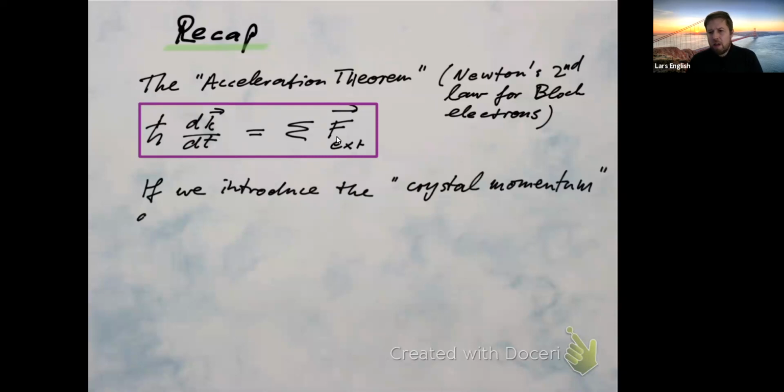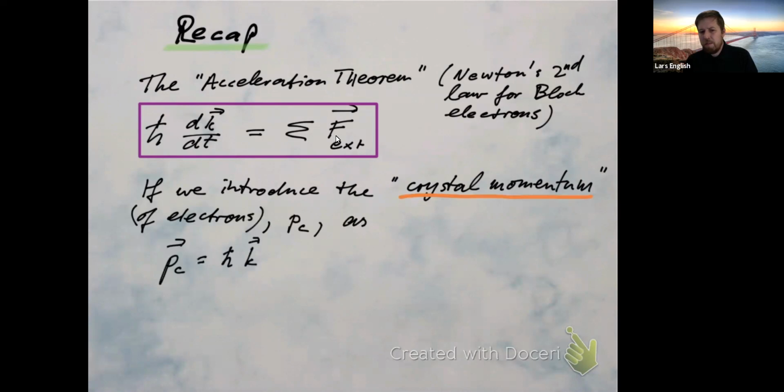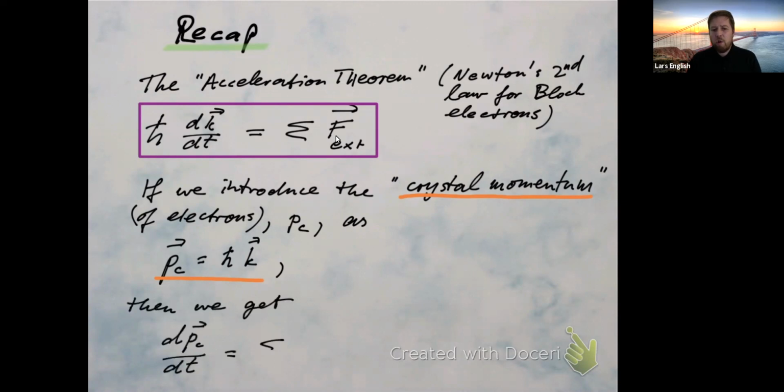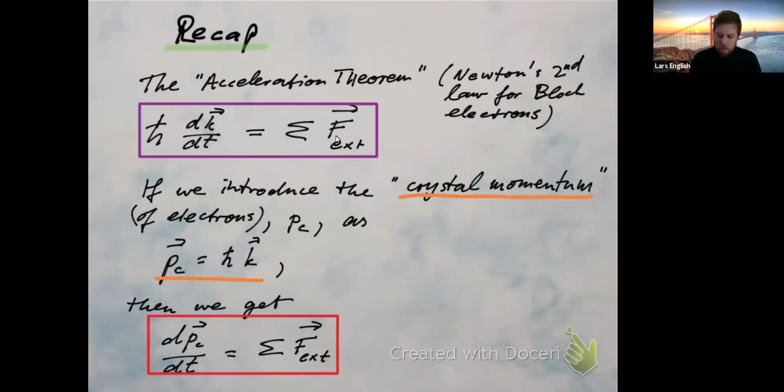Now we can, of course, introduce this crystal momentum P sub c, as just h bar times k. And this formula can then be written as P sub c dot, or dP_c over dt. That time derivative is equal to the sum of external forces. So that is exactly in the form of Newton's second law.